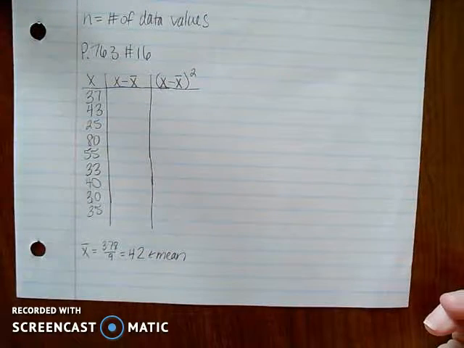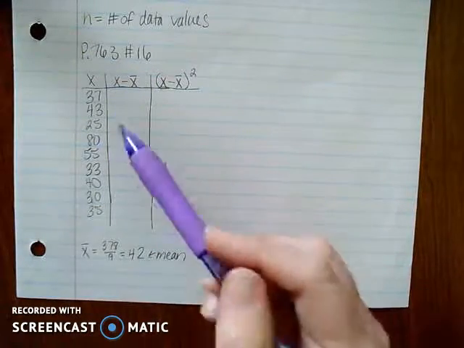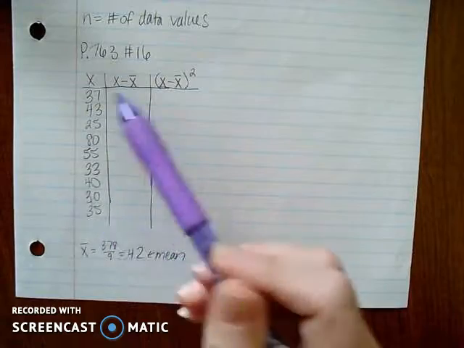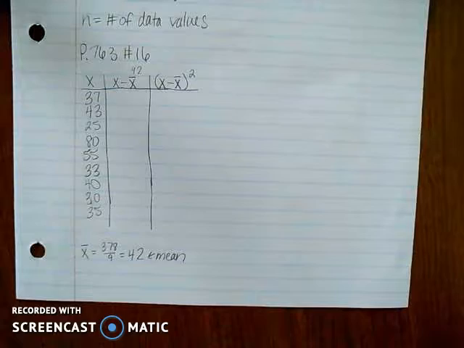So even though it doesn't ask you for the mean, you have to calculate the mean, because you have to take and subtract each one of these. This number minus the mean. So I usually write my mean up here, 42, so I know what it is.